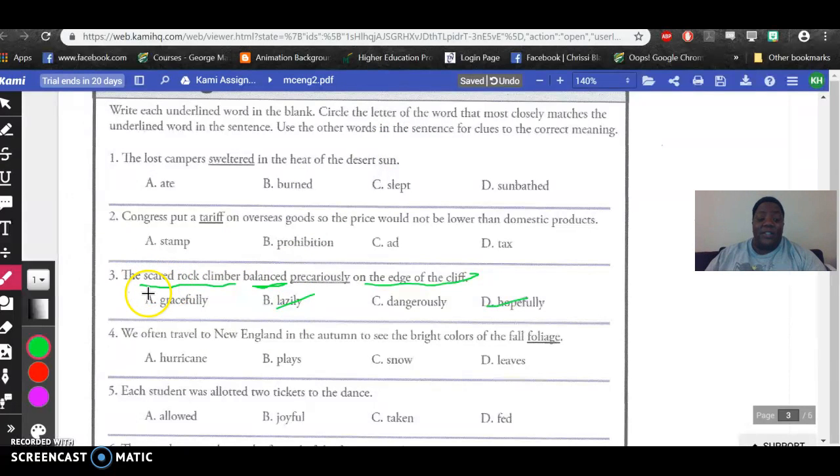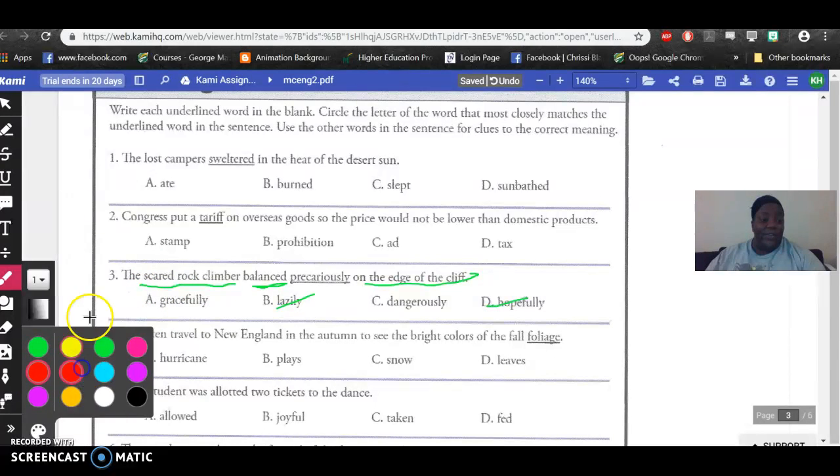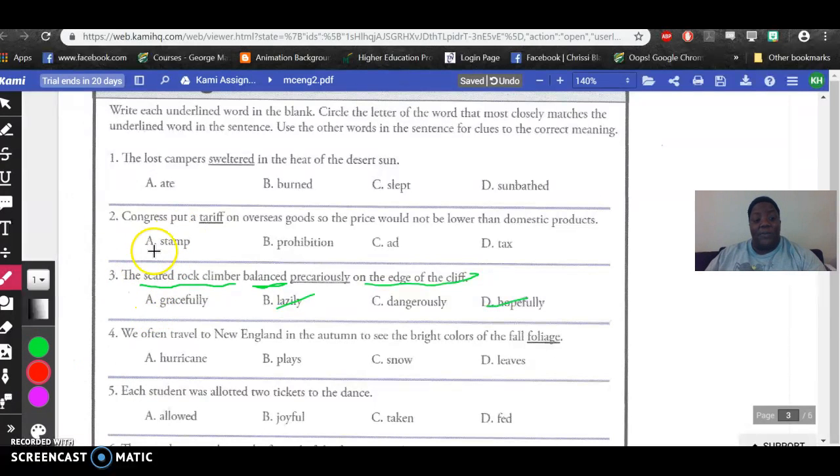Still not sure. Let's try again. So we're looking for if it's going to be between answer choice A and C. Let's fill in those sentences again. So he was scared. The scared rock climber balanced gracefully on the edge of the cliff, or the scared rock climber balanced dangerously on the edge of the cliff. Okay, so if he's scared, I'm sure he's trying to be graceful, right? But also take a look at what he's doing.